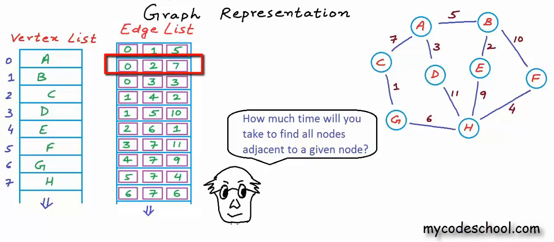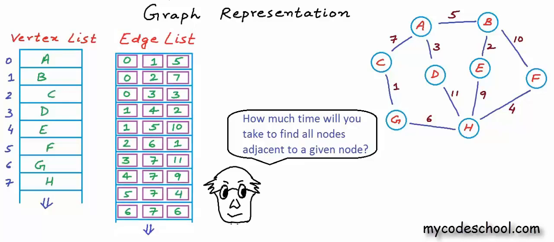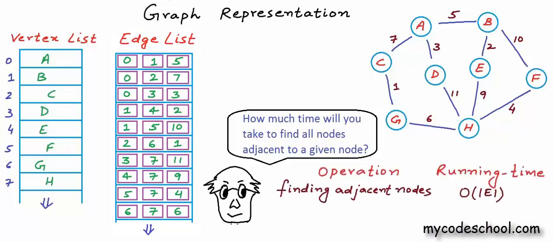Well, we will have to scan the whole edge list. We will have to perform a linear search. We will have to go through all the entries in the list and see if the start or end node in the entry is our given node. For a directed graph, we would see if the start node in the entry is our given node or not, and for an undirected graph we would see both the start as well as the end node. Running time would be proportional to number of edges, or in other words, time complexity of this operation would be big O of number of edges.